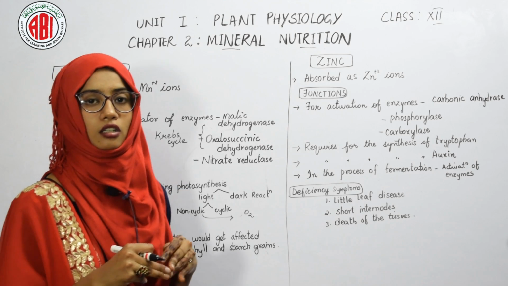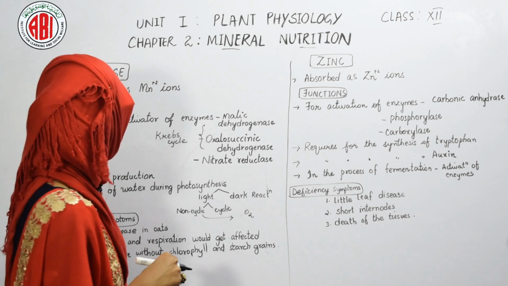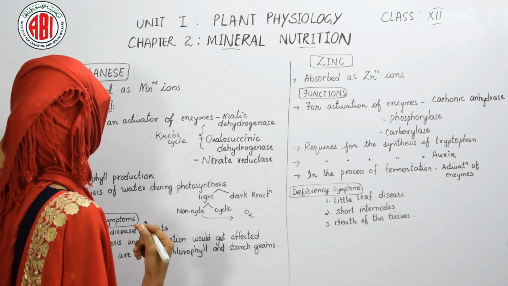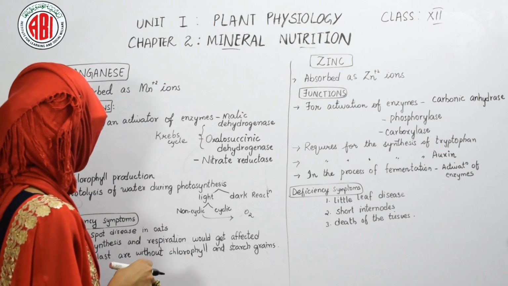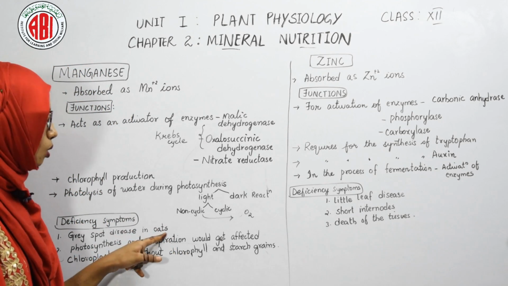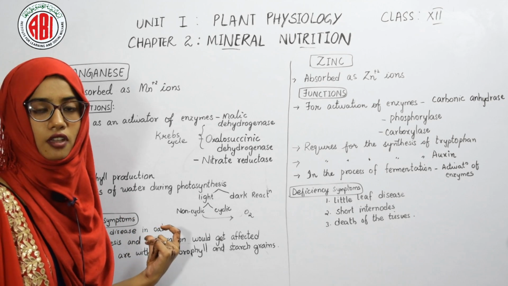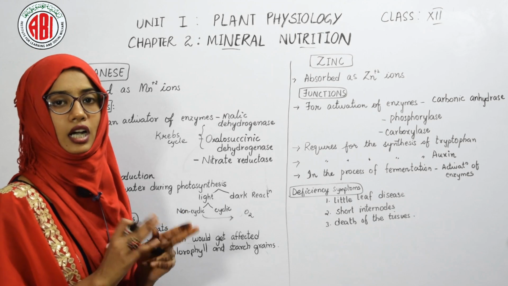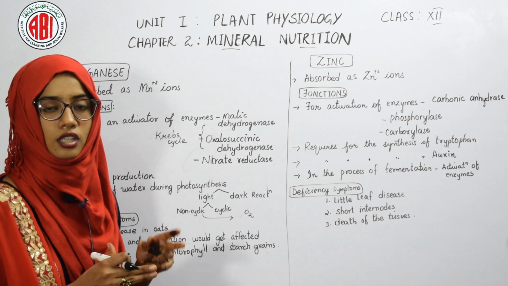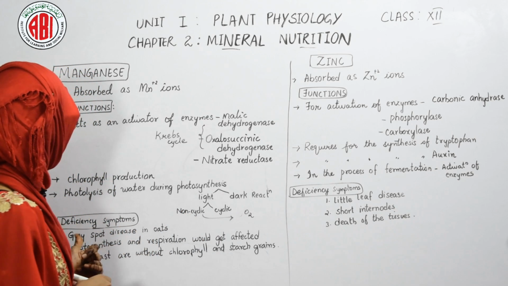Now let us see the deficiency symptoms due to the absence or small amount of manganese in the soil. Grey spot disease in oats. This disease is significant only in oats, and other plants that show manganese deficiency do not show the grey spot disease.